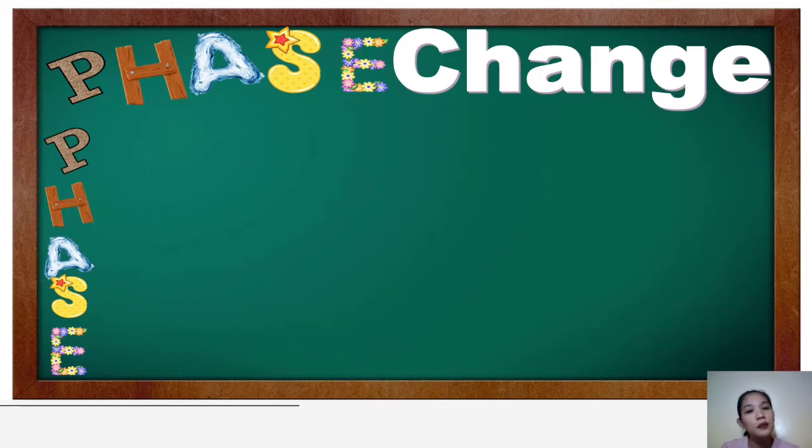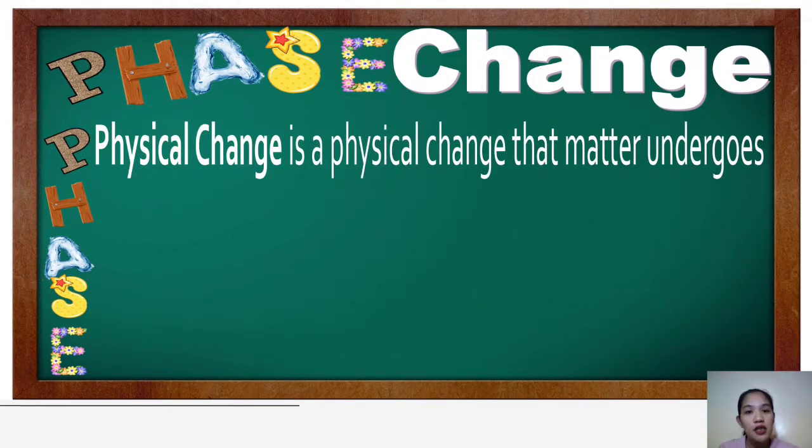Okay, what does P stand for? It is a physical change. So take note that phase change is a physical change. When we say it is a physical change, the matter will undergo a certain change in its physical composition. So it is the physical composition of the matter that will change. So, take note that phase change is a physical change.